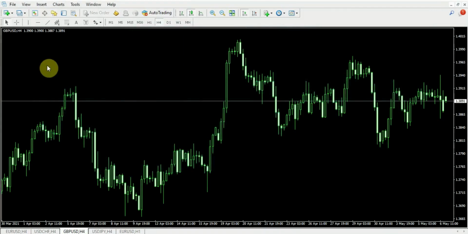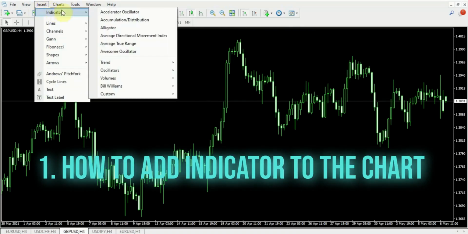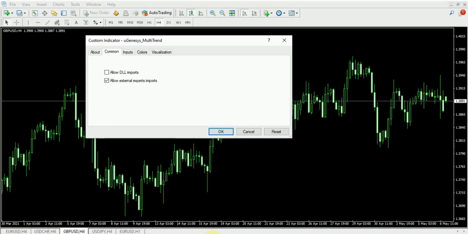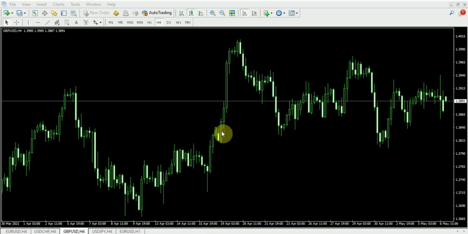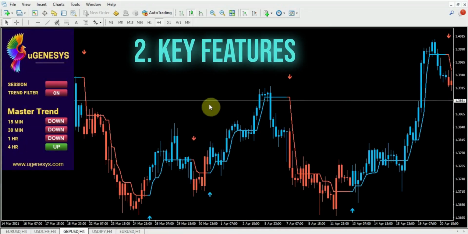So in order to add the indicator to the chart, we're going to go ahead to Insert and Indicators and Custom. And here's the one we want, our uGenesys multi-trend. Hit OK. So this is what the indicator looks like when you add it to the chart.